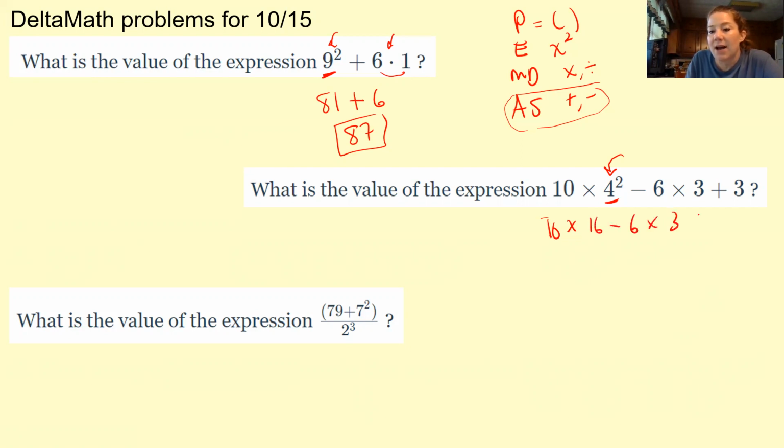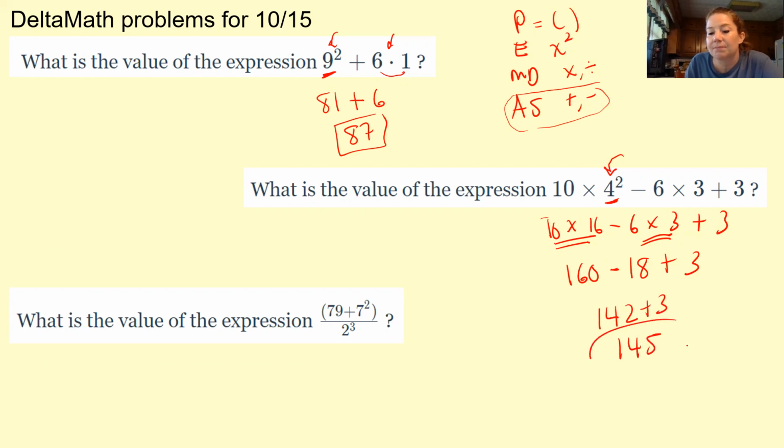All right, so now we get to take care of our multiplication, and add and subtract last. Multiplication, I see minus and add, we're going to do that last. So 10 times 16 is 160. I'm going to bring down my minus sign. 6 times 3 is 18 plus 3, and now I'm going to go in order from left to right. So 160 minus 18 is 142, and 142 plus 3 is 145. All right, I feel pretty confident about that.